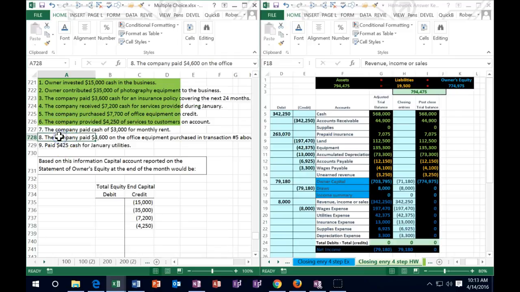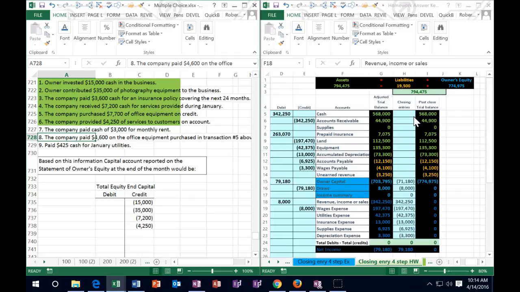Next one says company paid cash of $3,000 for monthly rent. All right, so is cash affected? Yep, we paid cash. Keyword: paid cash. All right, so cash is going down. Cash has a debit balance. We're going to make it go down by doing the opposite thing to it, which is a credit. So we're going to credit cash, and then we're going to debit.